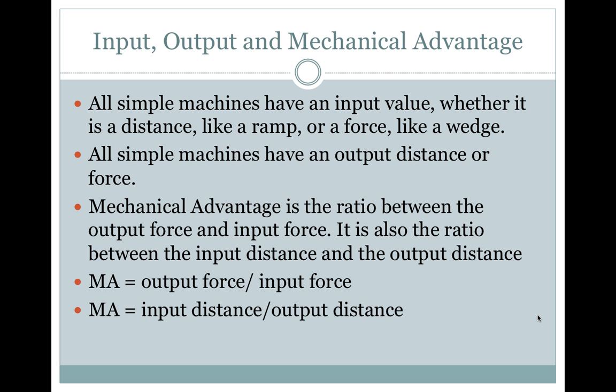Input, output, and mechanical advantage. All simple machines have an input value, whether it is distance like a ramp or force like a wedge. All simple machines have an output distance or force. Mechanical advantage is the ratio between the output force and the input force. It is also the ratio between the input distance and the output distance.